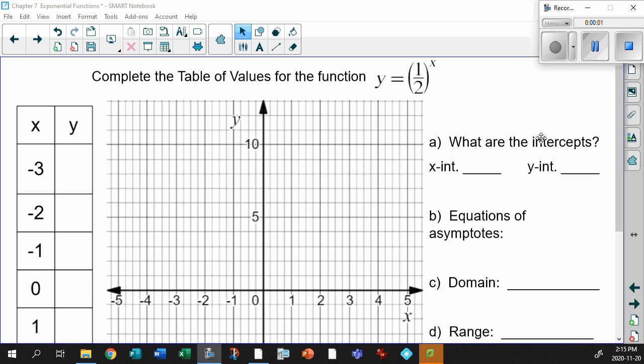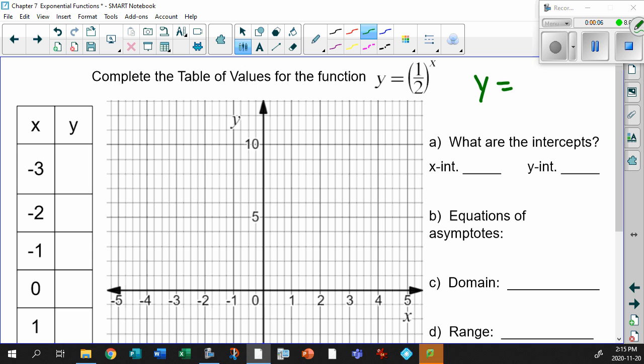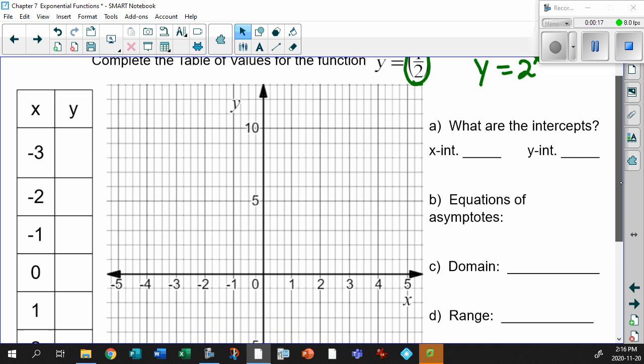You know something different about this one? Do you remember the last one was y equals 2 to the power of x? Oh man, it's a fraction. Yeah, I know what you're saying. I can't do fractions. Grade 7? Really? Come on. Okay, watch.